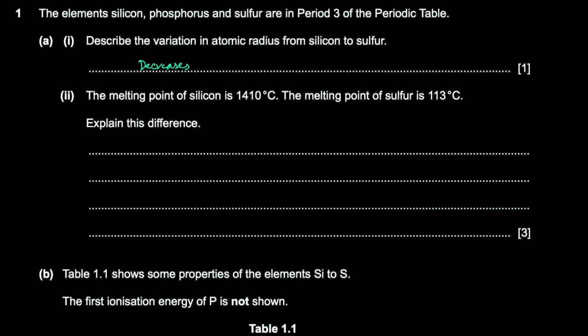So silicon has a macromolecular structure. Okay, silicon has a macromolecular or giant covalent structure. And because it has a macromolecular structure, right, a lot more energy is needed to break the covalent bonds, right? So macromolecular structure or giant covalent structure, all the atoms are held by covalent bonds, right?